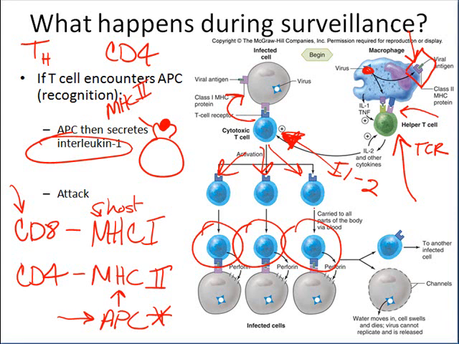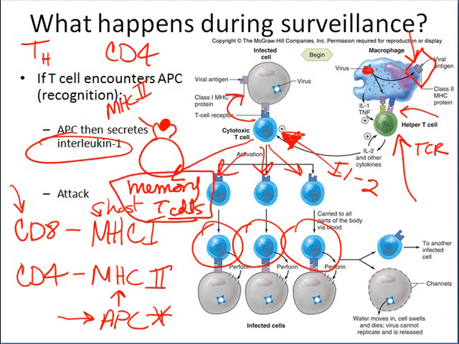And I will show you how they kill them in a minute. They also make a handful of what are called memory T cells. Memory T cells do not get involved in the attack. What they do instead is they spread out through all the lymph nodes in the body, and then they just hang out. And they may hang out for decades, just surveying the passing lymph, looking to see if they ever see a cell infected with this particular virus again.